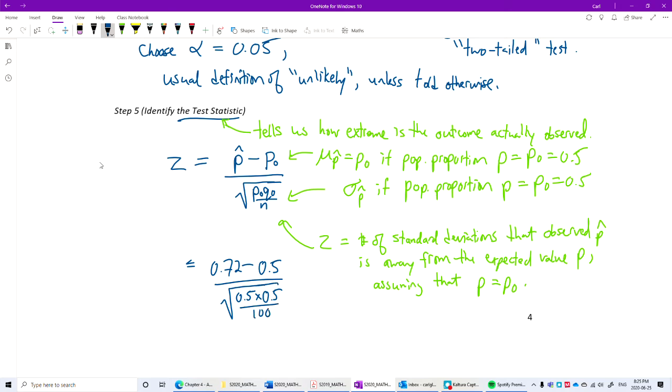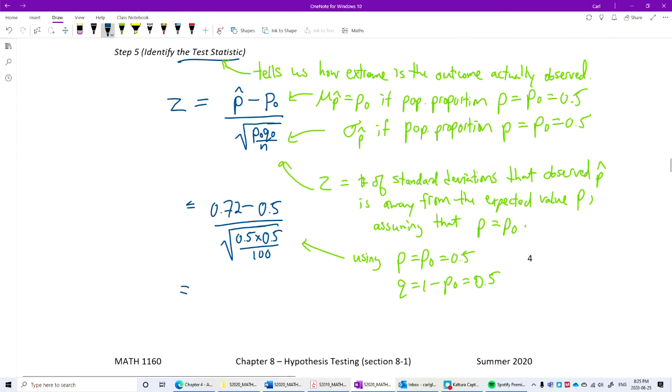Now, you might be asking, wait, how did I know q hat? So we're using p equals p naught, which is a half, and q is 1 minus p naught, which is also a half. Okay, so what number do we get? Let's calculate it. I haven't actually calculated it yet. 0.72 minus a half, divided by the square root of 0.5 times 0.5 divided by 100. 4.4. That's a really large value, right? It's 4.4 sigmas away from what it should be if the null hypothesis is true. So it's probably not true.